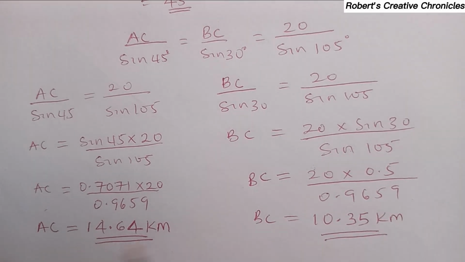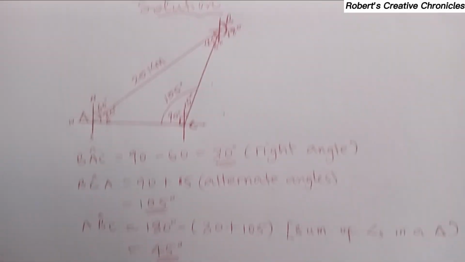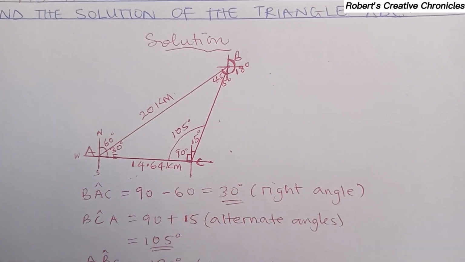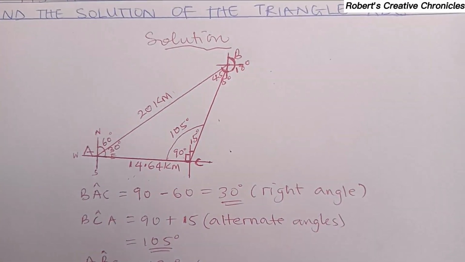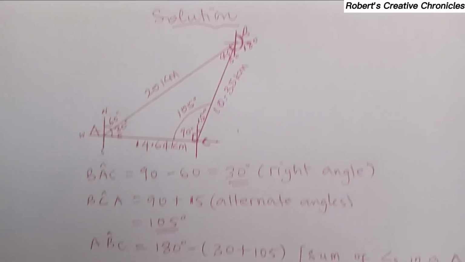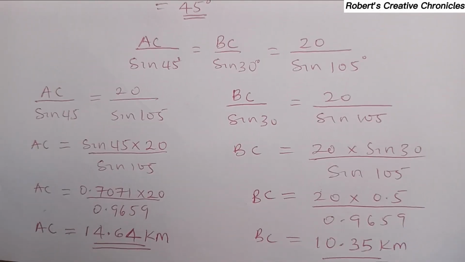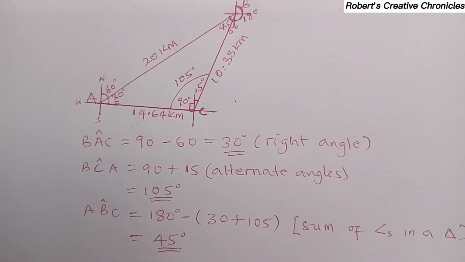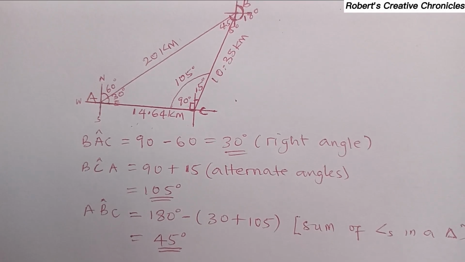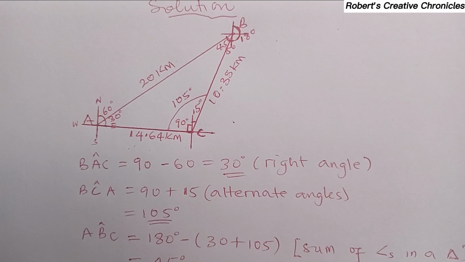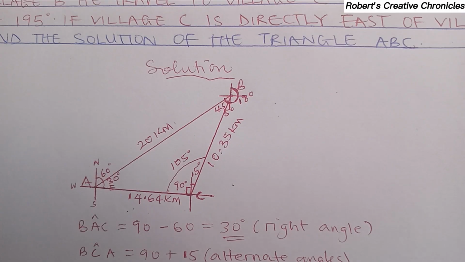approximately. So we have found AC, we have found BC. So AC is 14.64 kilometers, and BC is 10.35 kilometers. So this is the final answer, and we have solved this triangle ABC.